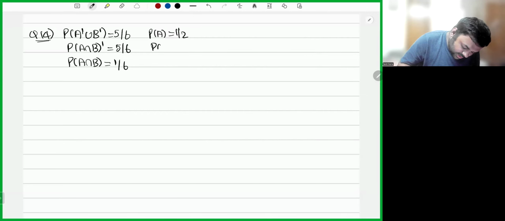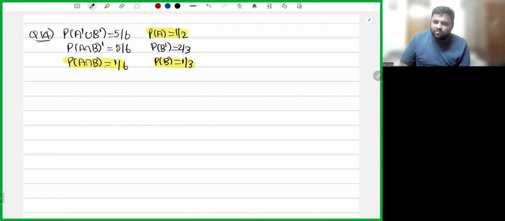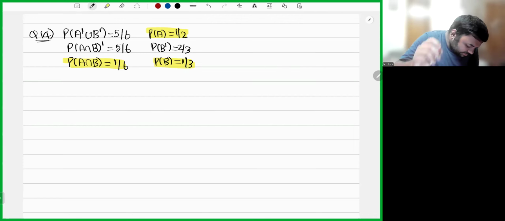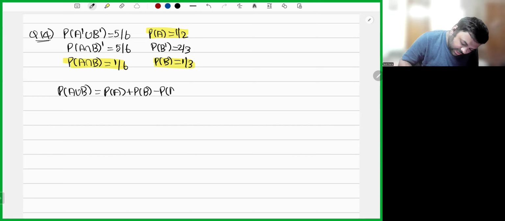P of B complement is given as 2 by 3. Then can I say P of B is equals to 1 by 3? How, sir? 1 minus 2 by 3 is 1 by 3. P of A intersection B we have, P of A we have, P of B we have. He's simply asking you to calculate P of A union B. P of A union B will be P of A plus P of B minus P of A intersection B. So 1 by 2 plus 1 by 3 minus 1 by 6.